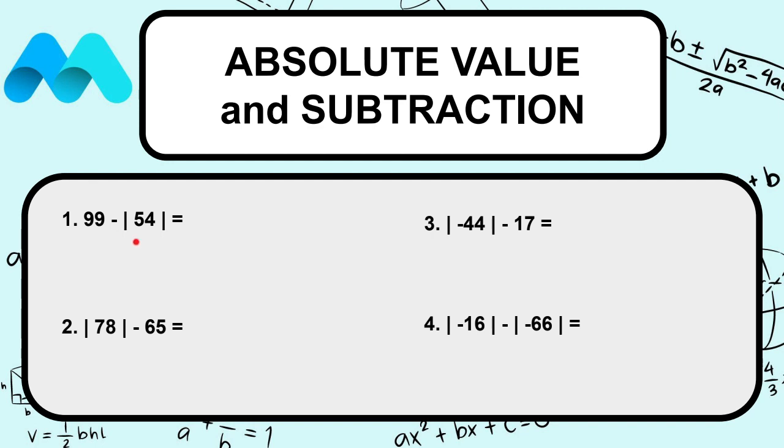So in number one we've got 99 minus the absolute value of 54. Number two, the absolute value of 78 minus 65. Number three, we have the absolute value of negative 44 minus 17. And then number four, we've got two absolute value numbers in absolute value bars. So we've got the absolute value of negative 16 minus the absolute value of negative 66.